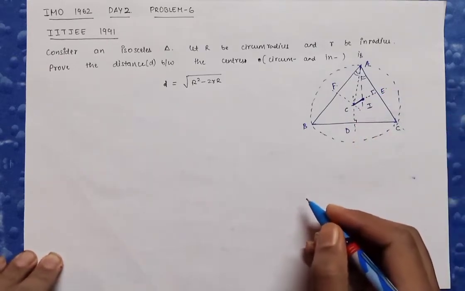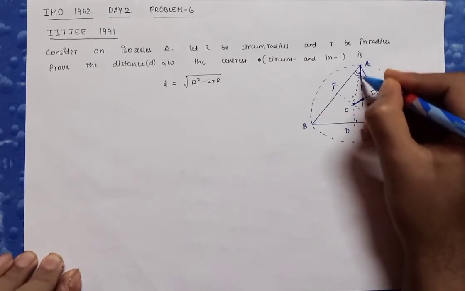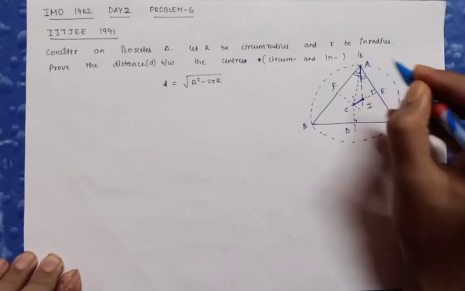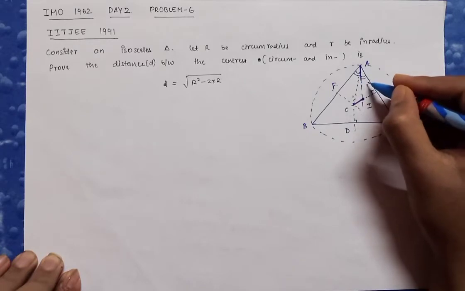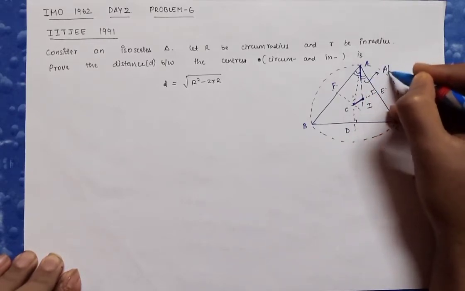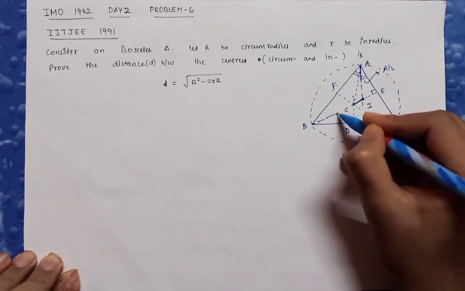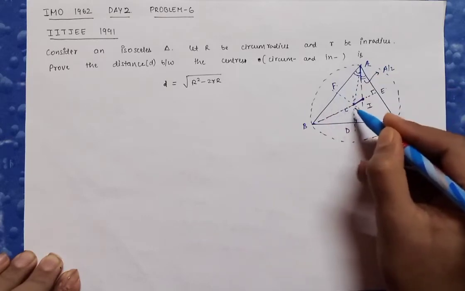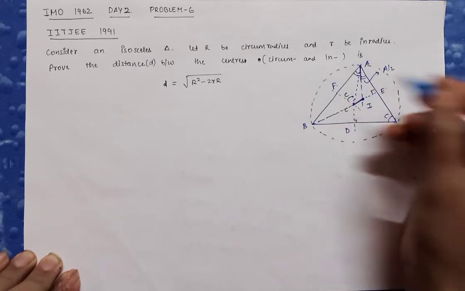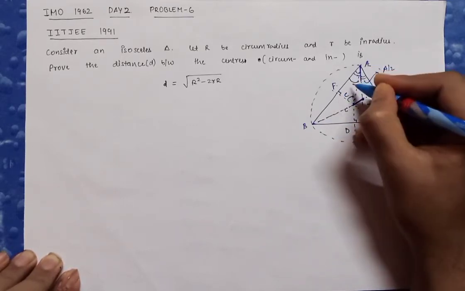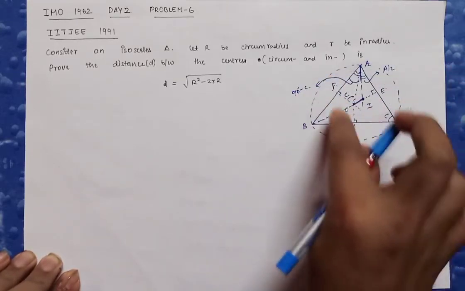So let's start with it. We know that AI is the angle bisector, so we can say that this angle and this angle will be equal. Since these two angles are equal and the sum of these two angles is A, we can say that this is A by 2 and this angle is also A by 2. And also you can clearly see here, because C is the center of that circumcircle, if this angle is C, then this angle will also be C. And since this is 90 degrees, this will be 90 minus C. I'm just plotting the angles over here.